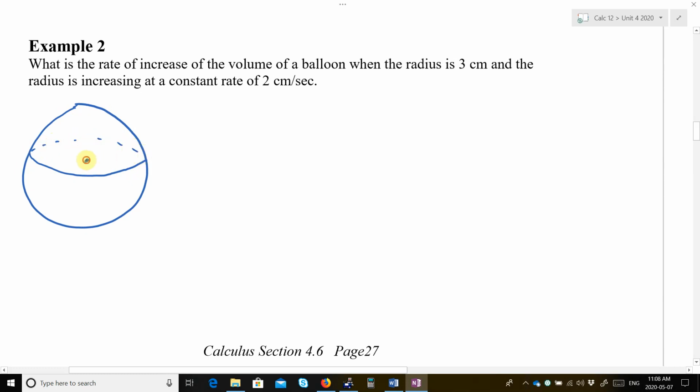Okay, and as that radius increases, so will the volume. Okay, so you're adding more air into the balloon. It's going to make the radius bigger and the volume bigger. Okay, so we're going to do this process of find, when. Okay, so like at what instant, and given.